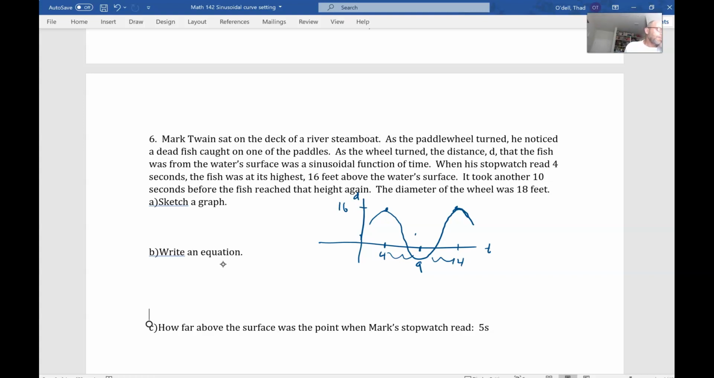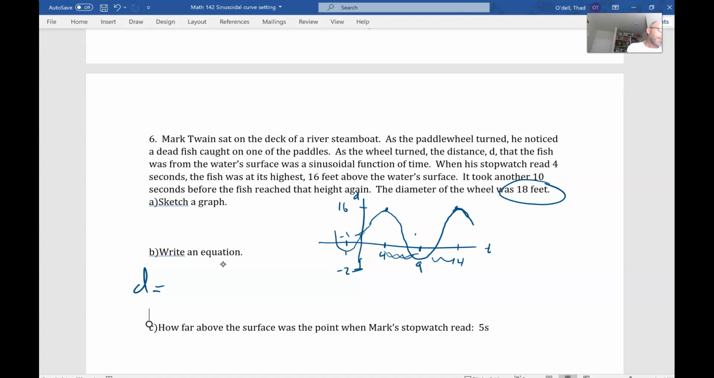Okay, and we also know that the minimum is going to be -2, because the wheel has an 18-foot diameter. So from top to bottom is 18 feet, so 16 minus 18 would be -2. Now we're going to write d equals. They said d, that's the height of the fish, the dead fish. Okay, so d equals, again, I'm going to use cosine because it's easy to find the top. Since this is 5 to the closest minimum this way, this would be 5 to the closest minimum that way. So it's going to hit negative 2 again at negative 1, because that'd be 5 to the left of 4. Okay? So now d equals what?